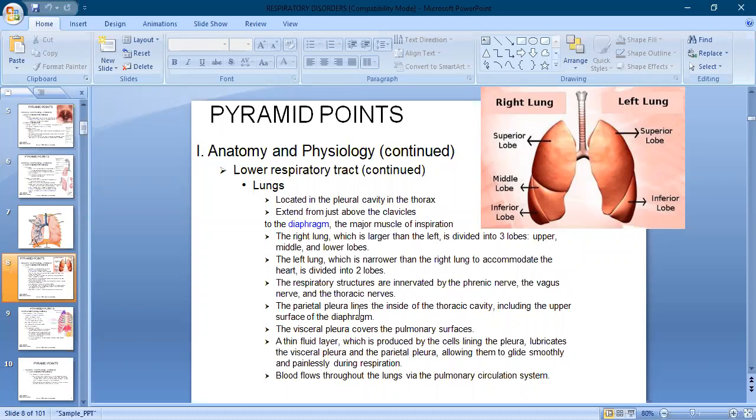The parietal pleura lines the inside of the thoracic cavity. The pleura has 2 layers: one is called the parietal pleura, another is called the visceral pleura. A thin fluid layer, produced by the cells lining the pleura, lubricates the visceral pleura and the parietal pleura, allowing them to glide smoothly and painlessly during respiration. And blood flows through the lungs by pulmonary circulation.